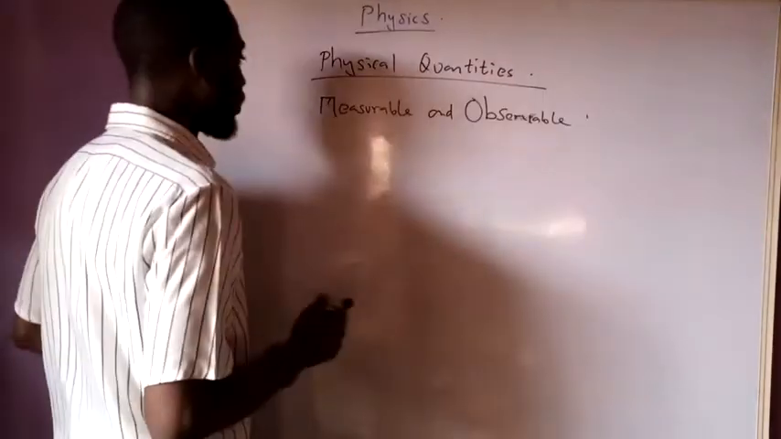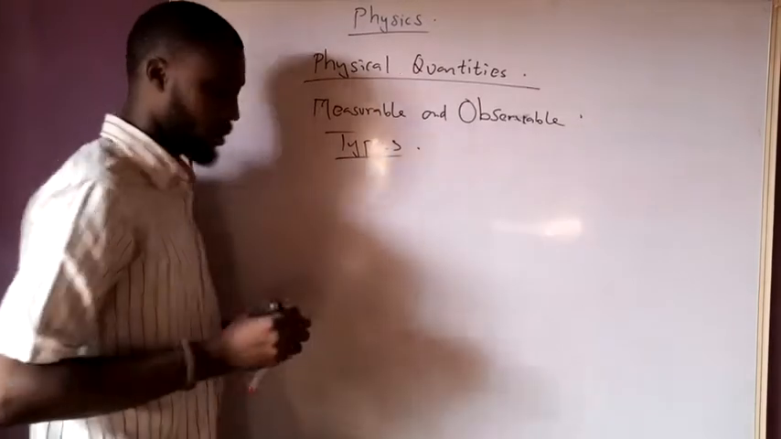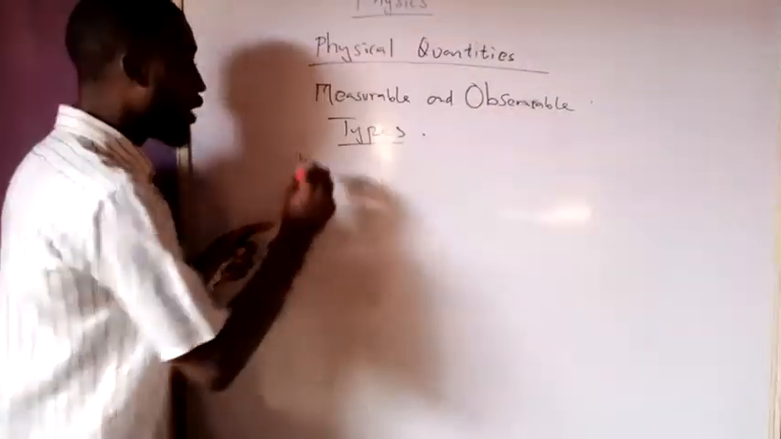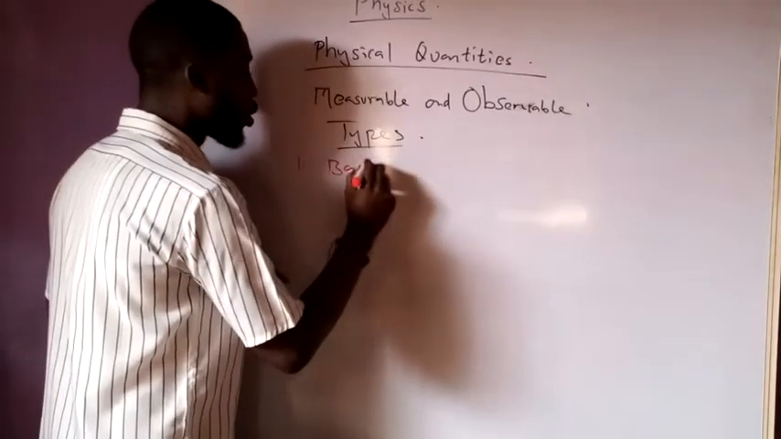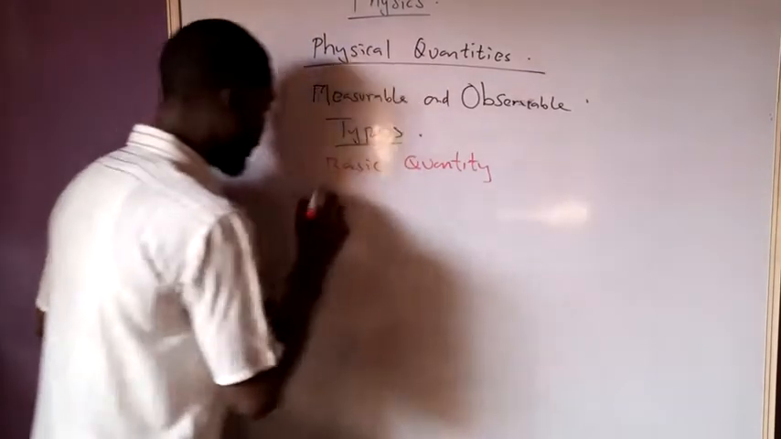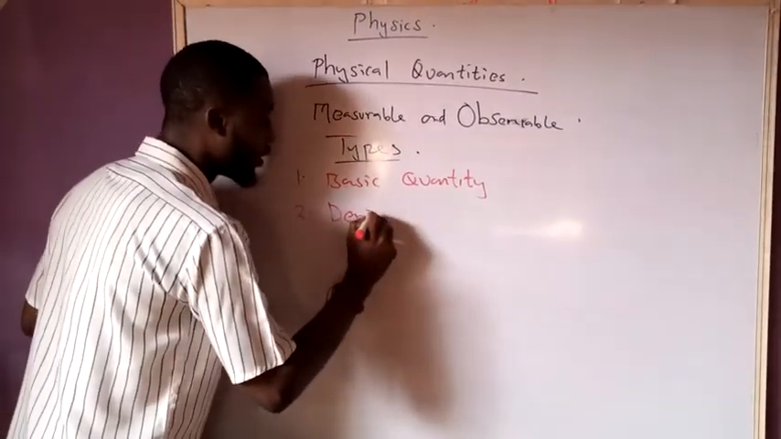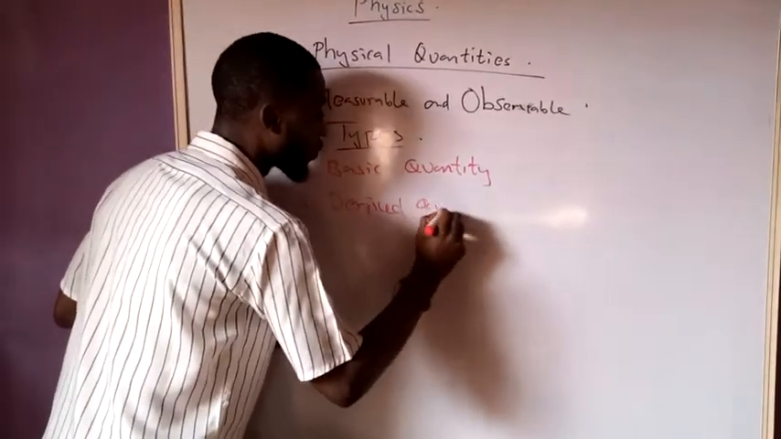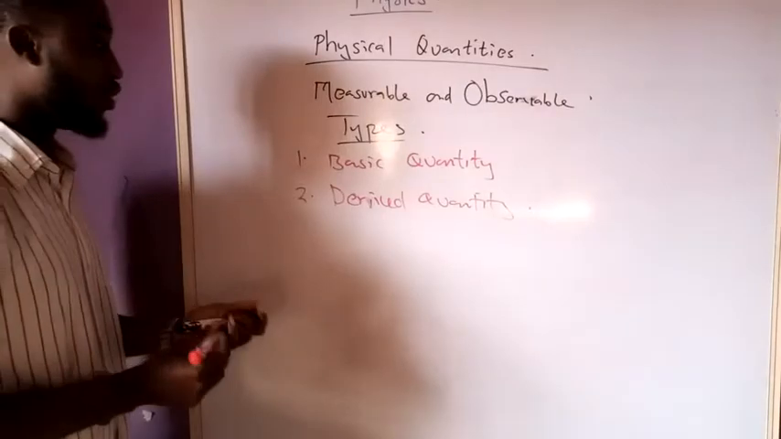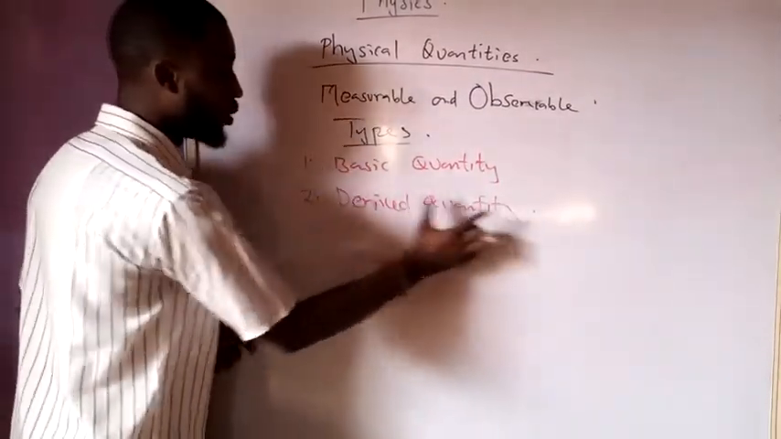What are the types of quantity that we have? Number one, we have basic quantity. Number two, we have derived quantity. We have two types of quantities. One, basic quantity. Two, derived quantity.